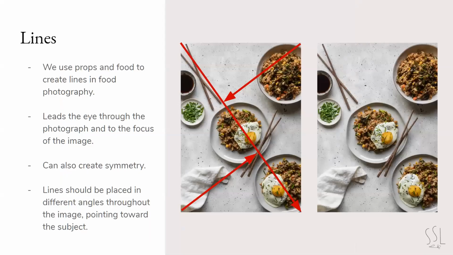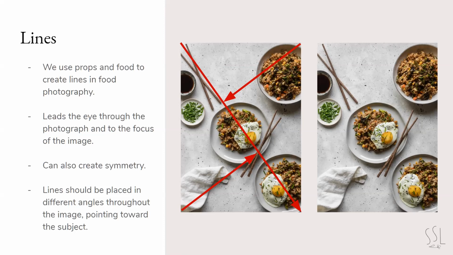Now let's talk about lines. So we use lines in food photography to guide the viewer's eye through the photo and make it more interesting. What we do is use props or food to create lines in our photo that point directly to our main subject. So in this photo, I used the napkin, the chopsticks, and the plates of food to point directly at the middle plate of fried rice.